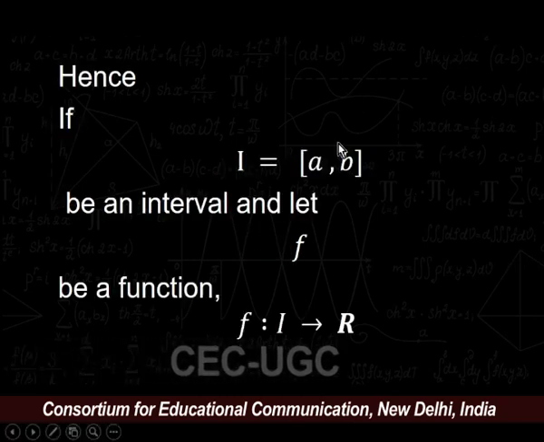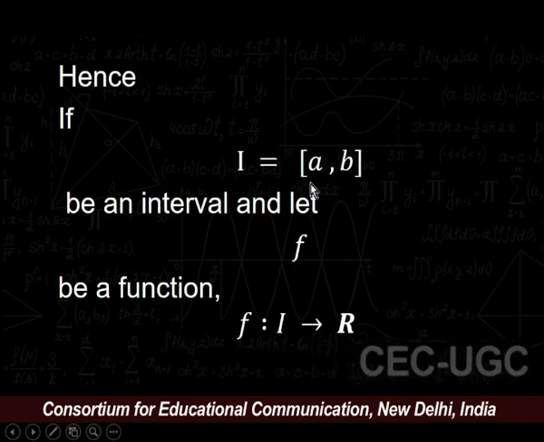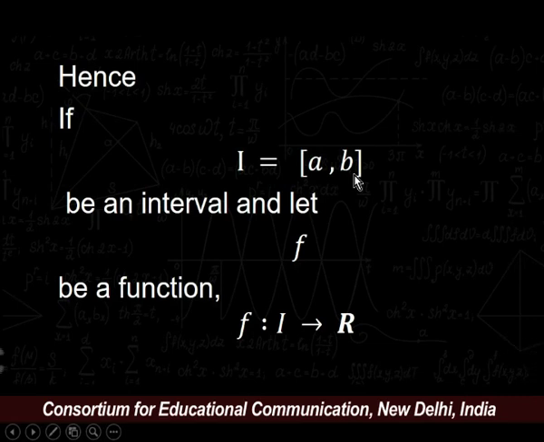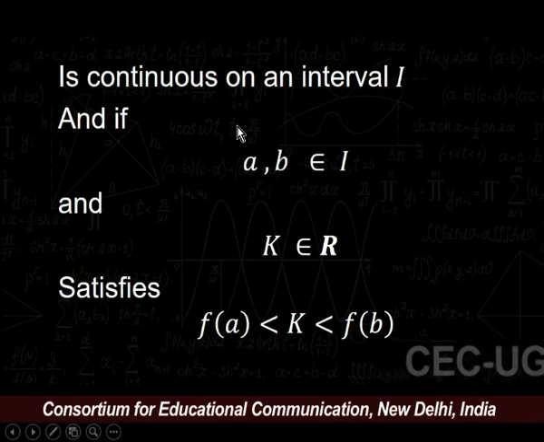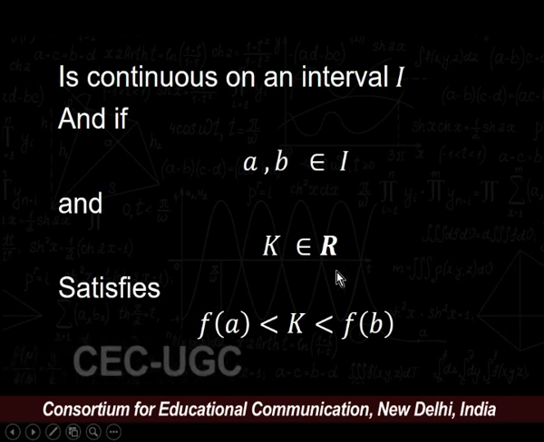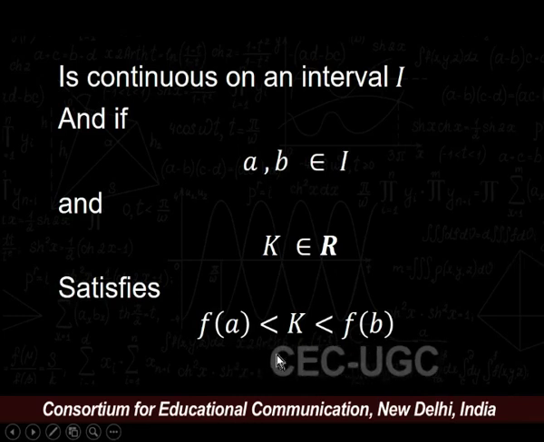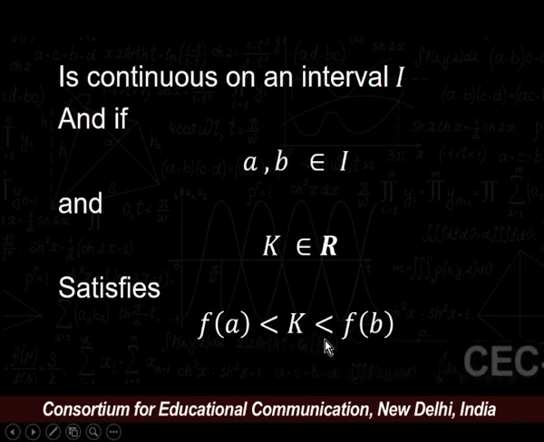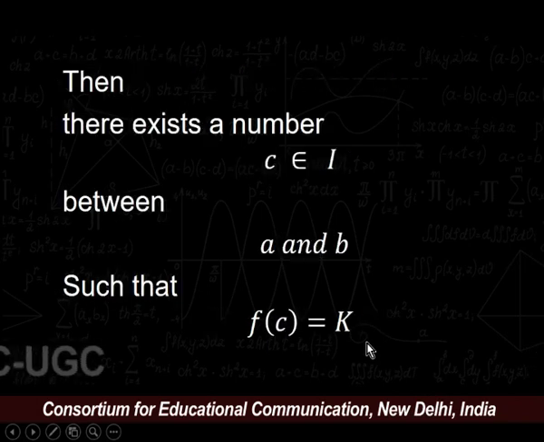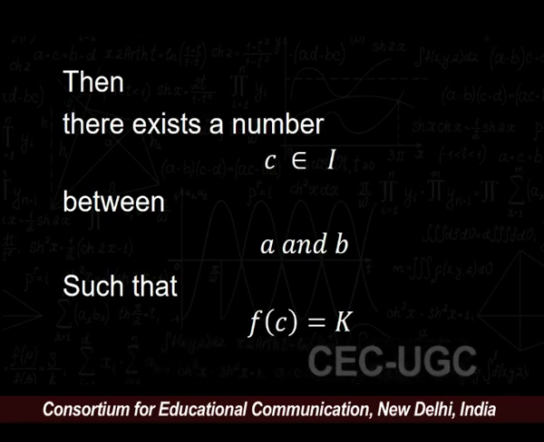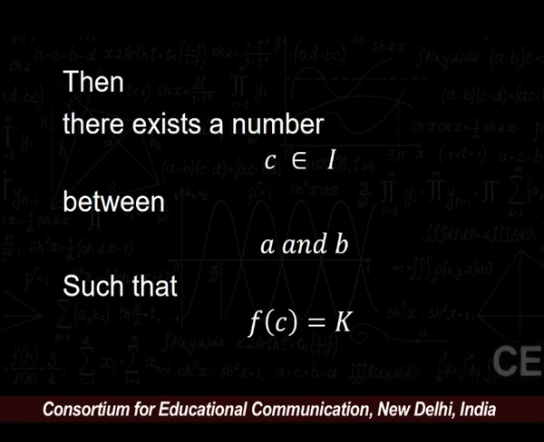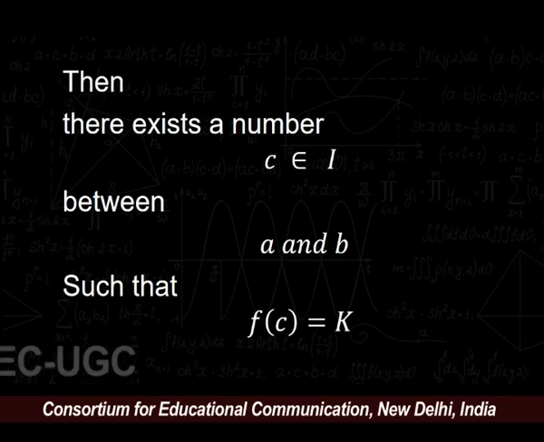Hence, we conclude that if I is an interval of the form a comma b and a function f defined from I to R is continuous on the interval I, if a and b belong to the interval I and k is any real number satisfying f of a is less than k and k is strictly less than f of b, then there exists a number c belonging to the interval I between a and b, such that f of c is equal to k.